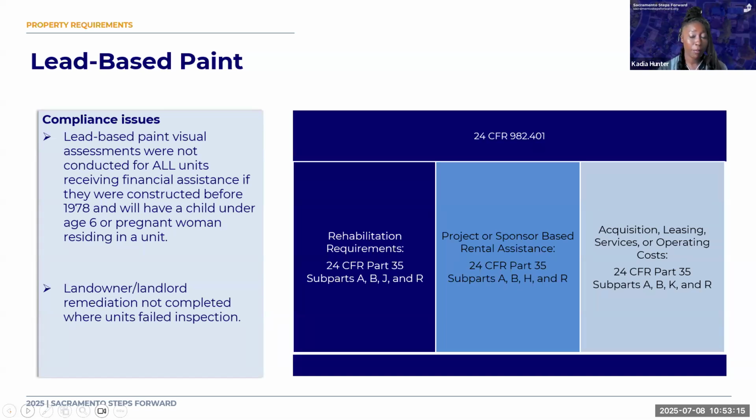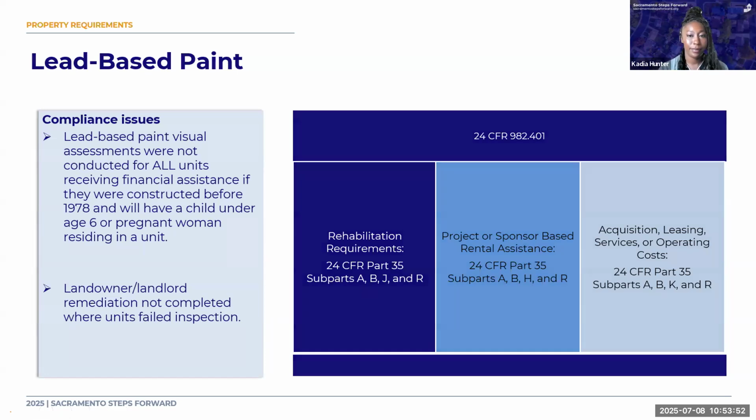For example, lead-based paint visual assessments are not always conducted for all units receiving financial assistance if they were constructed before 1978 and have a pregnant woman or children under 6. Additionally, landlords or owners are not always required to perform re-inspections if the unit passed initial assessments, unless there's a failure or renovation. This slide highlights typical scenarios where lead-based paint assessments might be missed or not performed, which is important to keep in mind to ensure compliance.